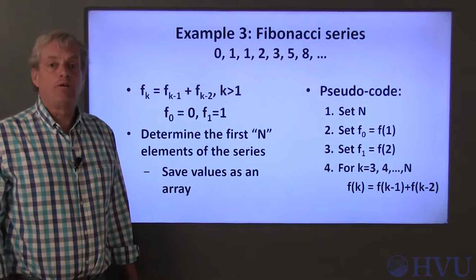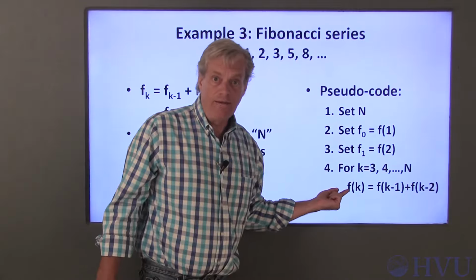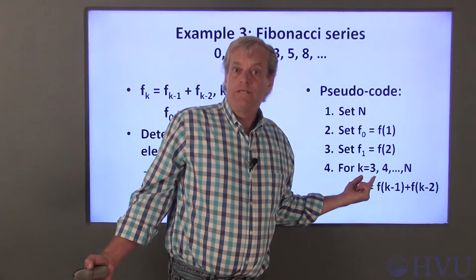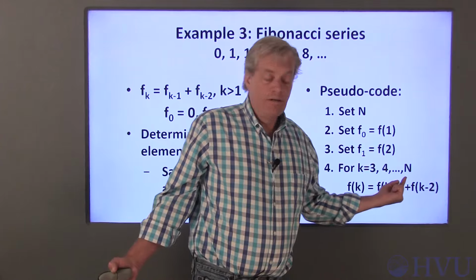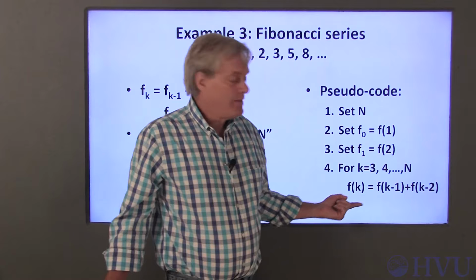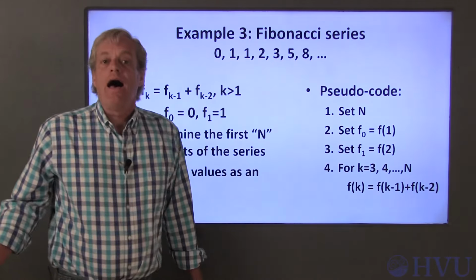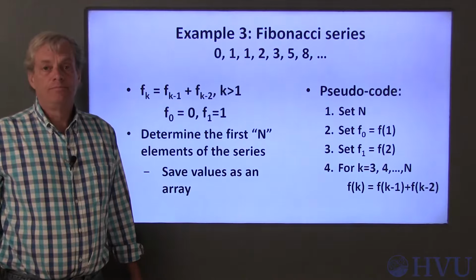The loop itself will set a variable corresponding to the kth element of the array. K starts at 3 for the third element in the series and takes on all intermediate elements up to the nth element. The kth element is simply the sum of the k minus first and k minus second elements. I'll implement and execute the code itself as an Octave demo.